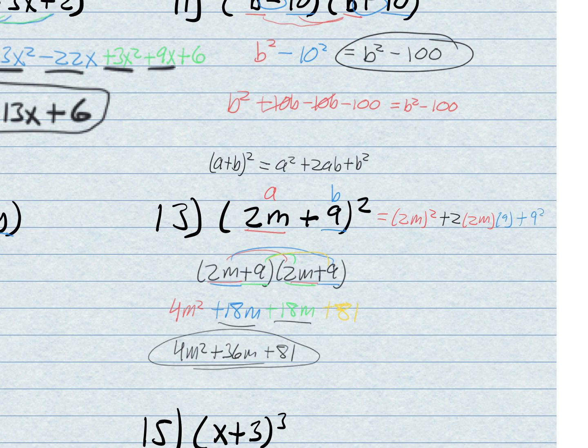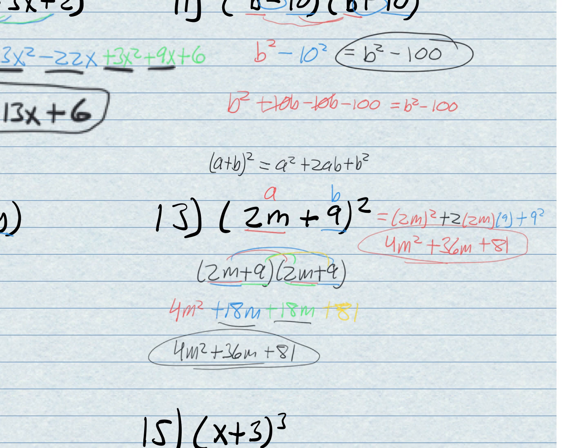And then you get the same answer, right? 2m squared is going to give you 4m squared. And then 2 times 2m is 4m times 9 is going to get you plus 36m. And then 9 squared is 81. Notice that you get the exact same answer. I encourage you to try it both ways just to see what you like more.